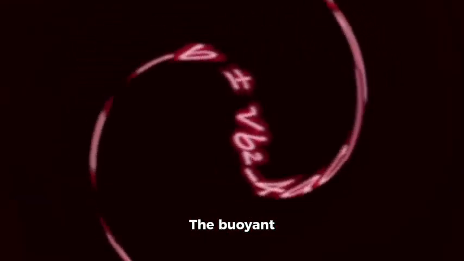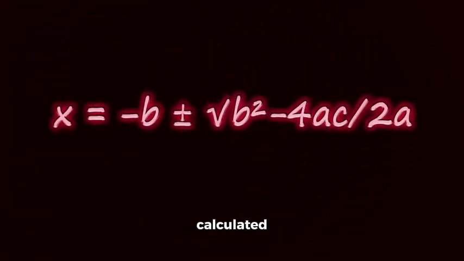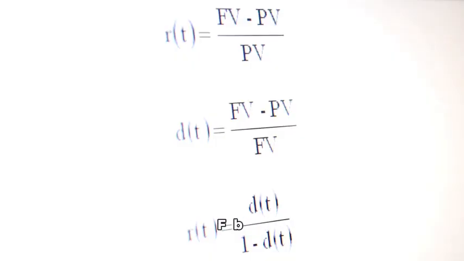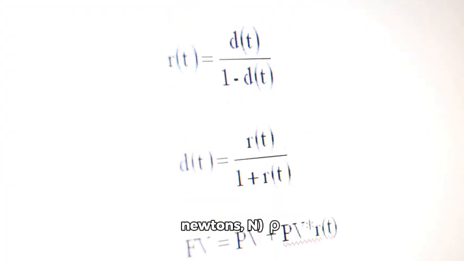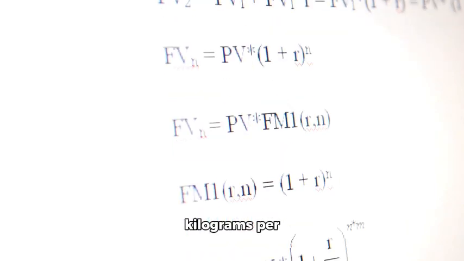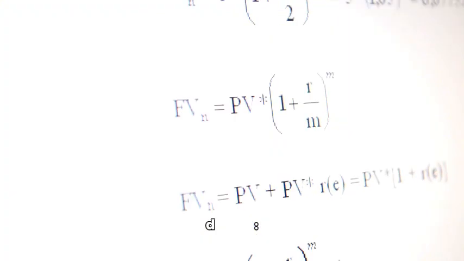Formula for buoyant force: the buoyant force can be calculated using F_B = ρ_f V_d g, where F_B is the buoyant force in newtons, and ρ_f is the density of the fluid in kilograms per cubic meter.